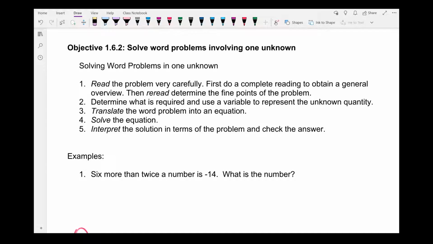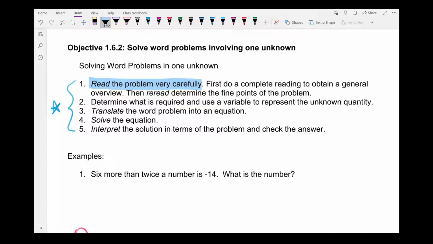And to solve word problems in one unknown, we have a series of steps, or a procedure, we're going to follow that you're going to want to try and memorize, or at least fully understand. So the steps are as follows. You need to read the problem carefully. That sounds silly. I mean, obviously you need to read the problem to do it. Many students skip over some of the words. So we do a complete reading to obtain a general idea of what's going on, a general overview. Then we reread to try and figure out what the finer points are.